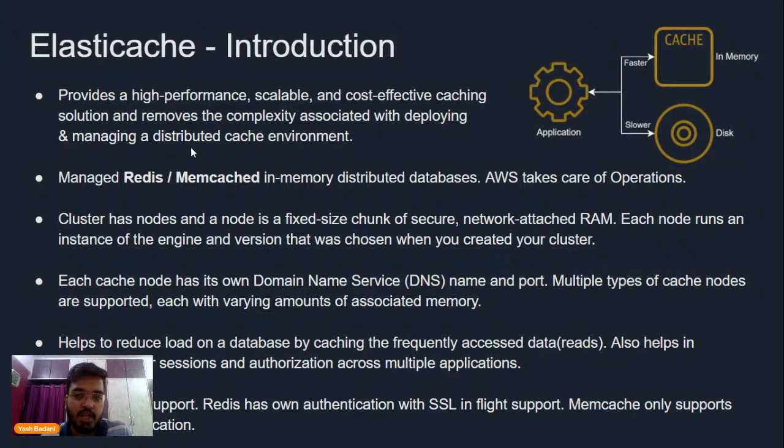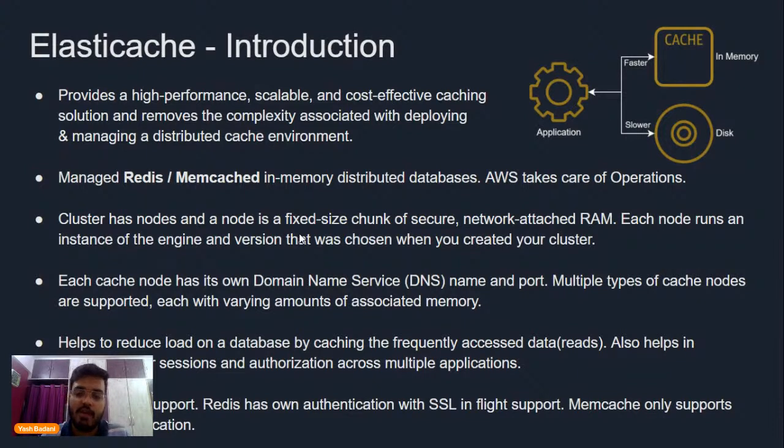An ElasticCache is a cluster of high performance memory chunks, and the cluster has nodes, and each node has a fixed size chunk of secure network attached RAM, right? RAM is like memory, and each node is running an instance of the engine that you selected, either Redis or Memcached. I would strongly recommend you to use Redis because of some of the advantages that we will see in the later slides. Every cache node has its own DNS name and port to which you can connect, right?